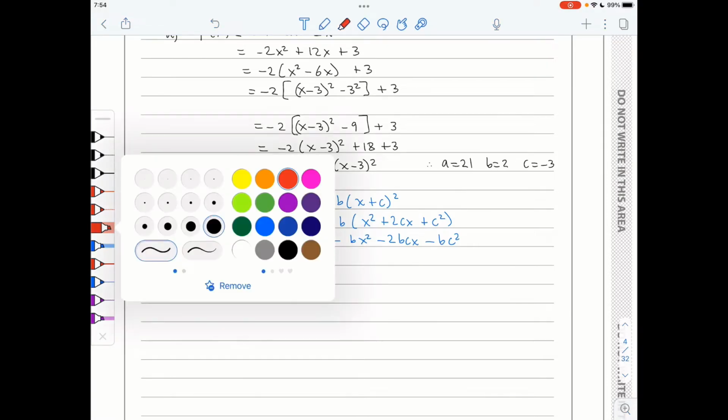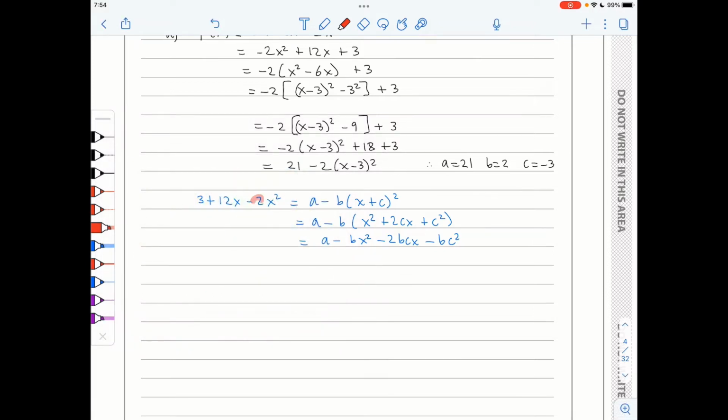So if we look at the coefficient of x squared, it's -2 here, and here it's -b. So -2 is equal to -b, which means that 2 is equal to b. I will now look at the coefficient of x. It's 12 on the left hand side, and it's -2bc on the right hand side. So 12 is equal to -2bc, but we know that b is 2, so we get that 12 is -4c, so -3 is equal to c.